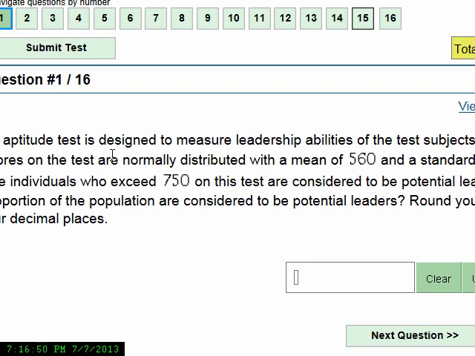So let me just read that again. So an aptitude test to design and measure the leadership abilities of the test subject. Suppose that the scores on the test are normally distributed with a mean of 560 and a standard deviation of 120. The individuals who exceed 750 are considered potential leaders. So let me go out to Word so I can capture the information as if I were writing it down on a piece of paper.